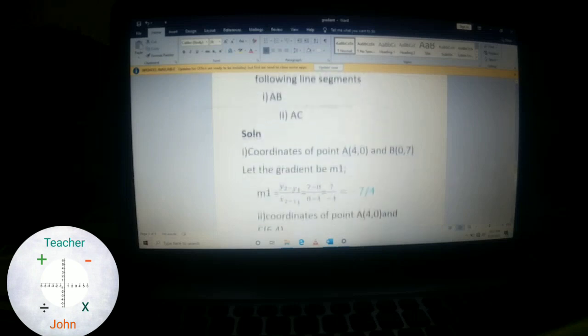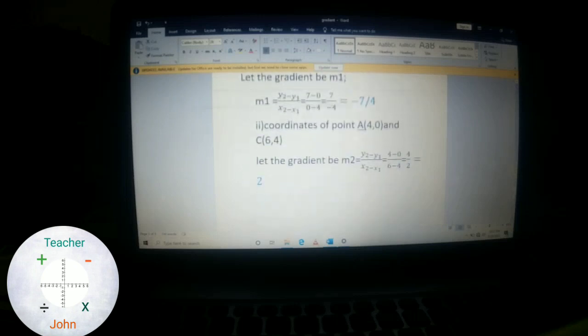So when you go back and see how we can go about it, let the gradient be M2. It will also be y2 minus y1 divided by x2 minus x1, which is 4 minus 0 over 6 minus 4. 4 minus 0 is 4, 6 minus 4 is 2, so 4 over 2. The answer will be 2. That will be our answer for the second part.